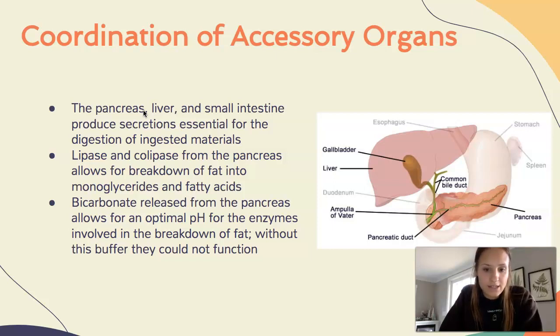The image on the slide demonstrates the intimate relationship of these organs and the fact that they share a duct going into the small intestine. As has been demonstrated, the functions of these two organs are dependent upon one another for success in the process of digestion. And this is all dependent on this coordination to provide the body with proper nutrition.